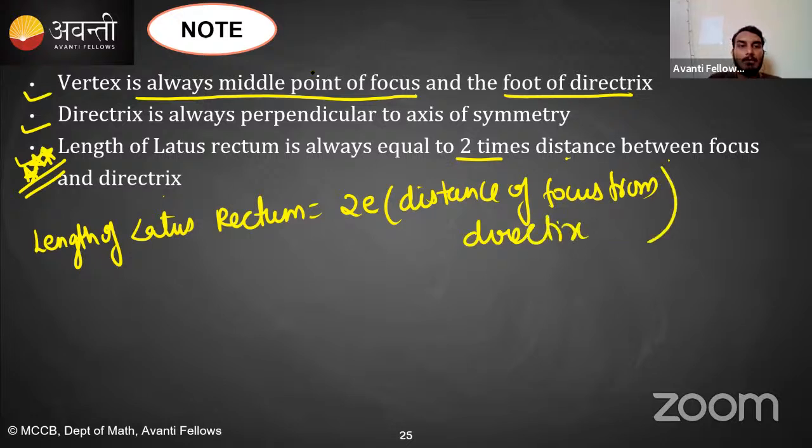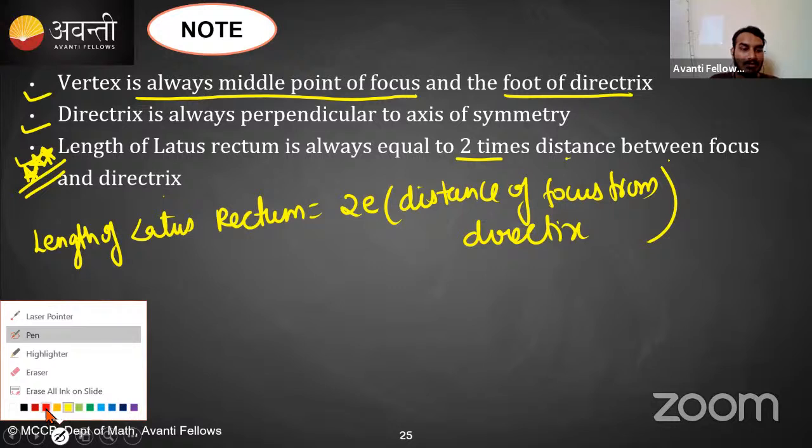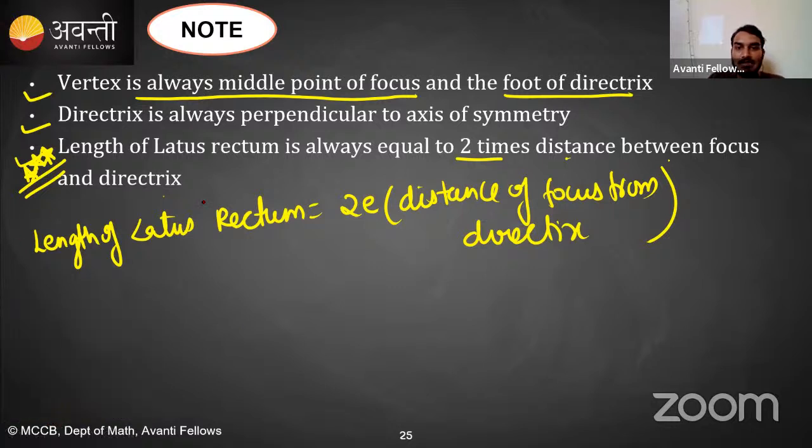2e times. But in parabola, how much is e? Yes, very good Shubham, 2a + 2a, 4a. In parabola, how much is e? It is 1. So that's why it becomes 2 times. But in general the length of the latus rectum is 2e times the distance of focus from directrix. Very important formula. Very important.